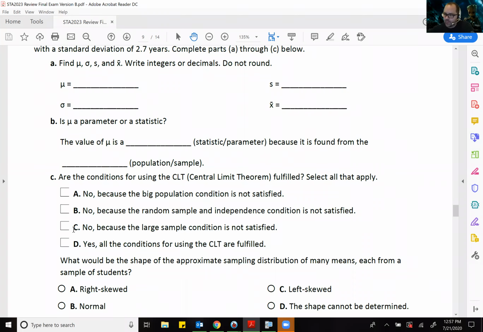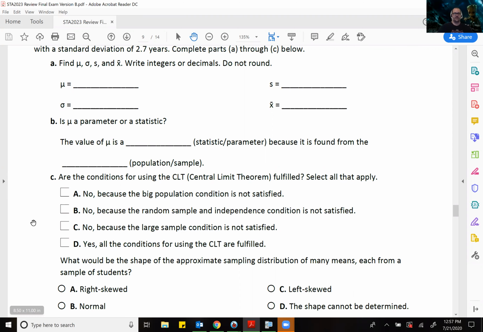And then there's a follow-up piece to this that says, well, what does the data look like? Well, the data will look like its parent. Okay, so what would the shape of the approximate sampling distribution of means look like? It will look like just what the population does, which means it's going to be right skewed. The means follow the population. Okay, so there's number 20.